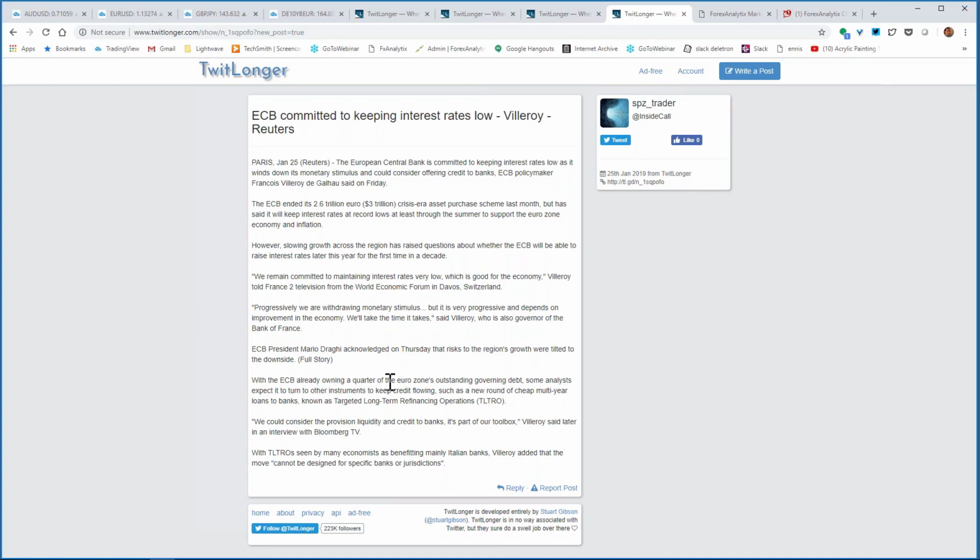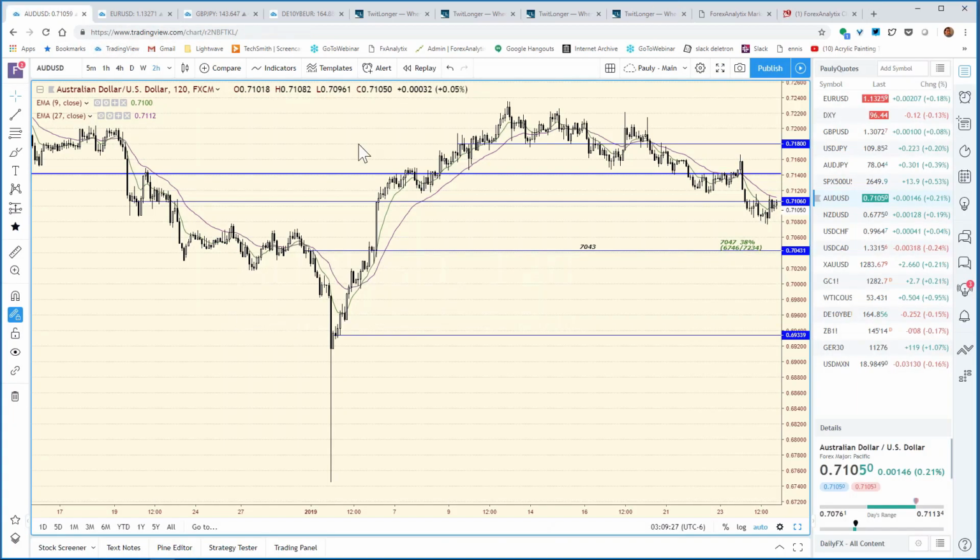With the ECB already owning a quarter of the Eurozone's outstanding government debt, some analysts expect it to turn to other instruments to keep credit flowing, such as a new round of cheap multi-year loans to banks, known as targeted long-term refinancing operations, or TLTRO. We would consider the provision of liquidity and credit to banks. It's part of our toolbox, Villeroy said later in an interview with Bloomberg TV. With TLTROs seen by many economists as benefiting Italian banks, Villeroy added that we cannot be designed for specific banks or jurisdictions. So with that, let's go on and move into the bias chart.